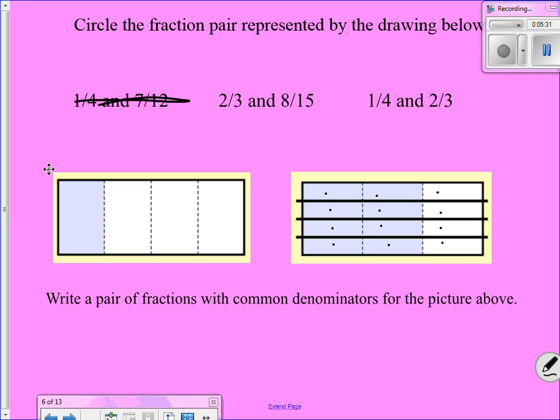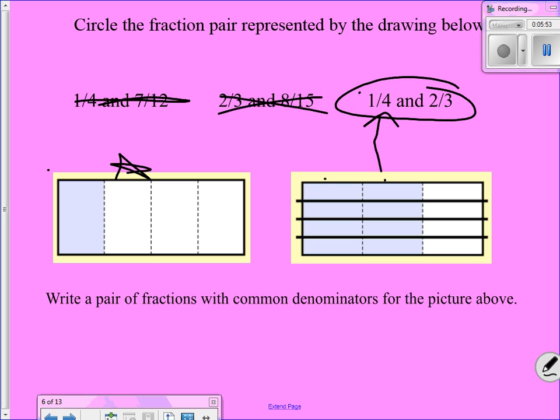2/3. I have 2/3 right here because it's also broken into thirds, as you can see. So 2 of these are shaded. 8/15. 8/15 isn't here, so that's not right. Erase this here. 1/4. 1/4 is right here. 2/3. Let's take a look. I have 2/3 written right here. Here is the one I am going to have circled.